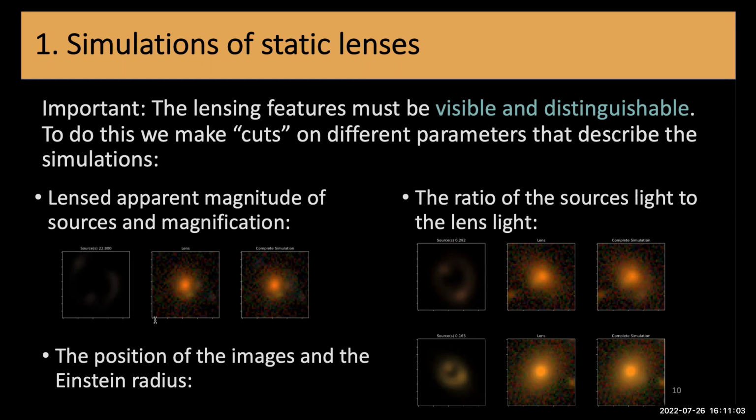So for example, we don't want sources with a low apparent magnitude, or we don't want images in which the light of the source is too small compared to the light of the deflector. And then the same goes for the images. So we want images that are far away from the lens so they don't get blended, but at the same time we don't want images that are too far away from the cutout so that they are not in the cutout.